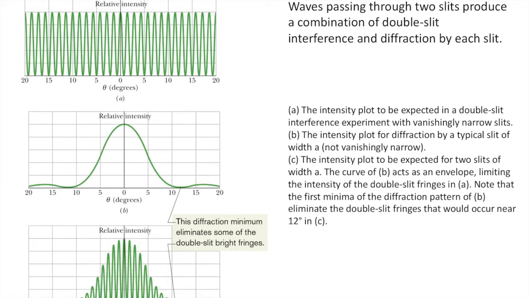Let's see. So here in A, it is labeled. These are, so here at the top, this is what we would normally see by double slit. That's what we talked about last lecture. Here in B is what we see with single slit.